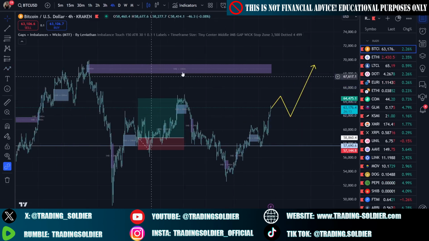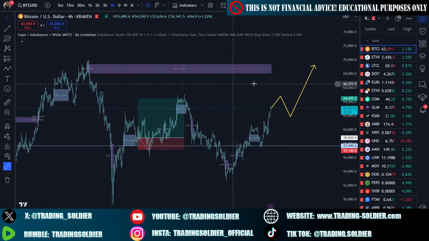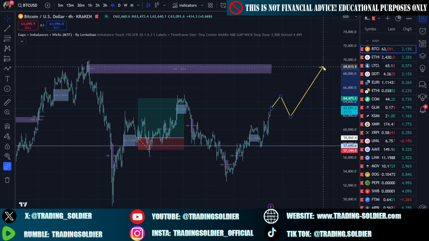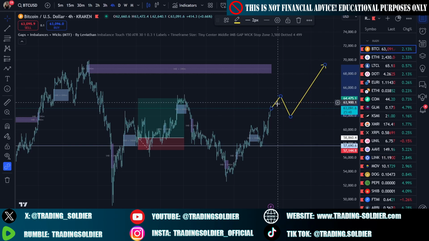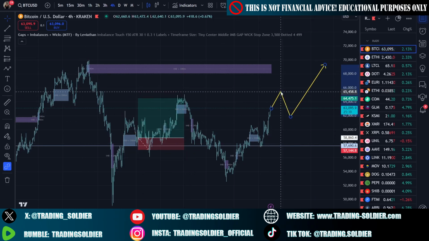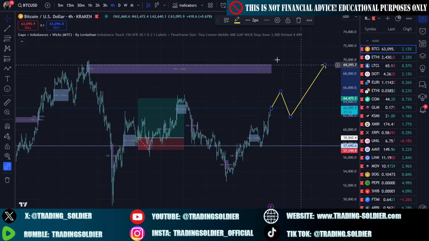Because if we apply the theory that imbalances often act as a magnet for the price, they are high liquidity areas where a lot of limit orders are waiting to be filled, selling limit orders in this case, because it's a bearish imbalance. So we can assume that the price, sooner or later, will try to revisit this area because it's a high liquidity area. It's an area where the price likes to retest. So we can assume that the price now can pump, retrace, and then pump and try to mitigate this bearish imbalance.